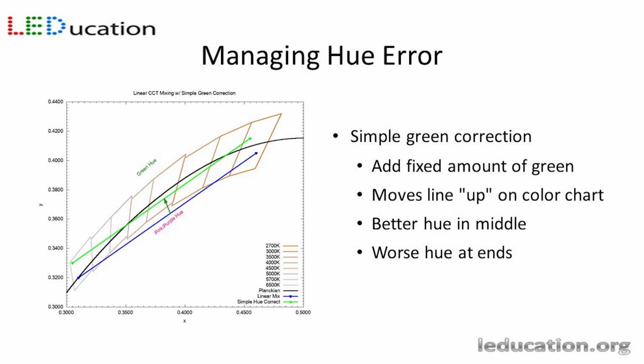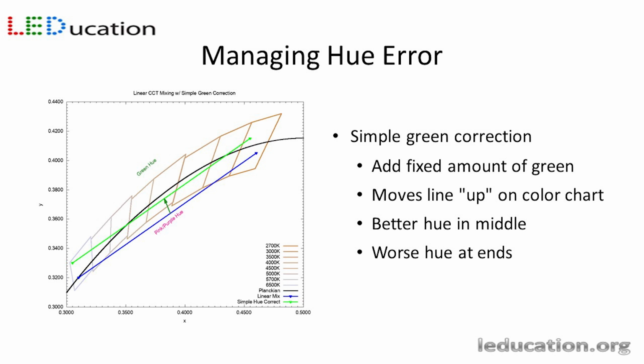So what I'd like to propose today is using just green in addition to your warm and your cool LEDs in order to fix this hue error. And how advanced you might want to go with this depends on how much correction you might need. So let's talk about the simple green correction first. This is kind of the simplest method, and this is to add a fixed amount of green.